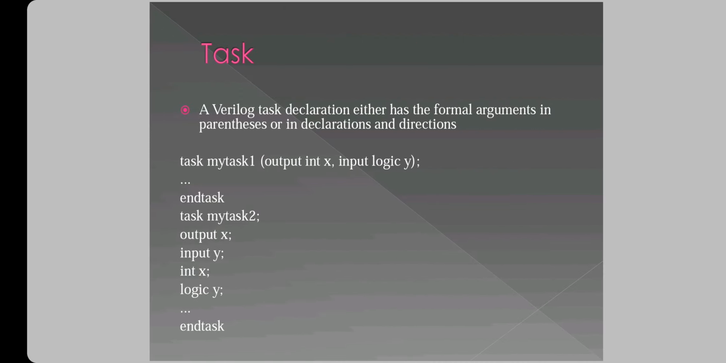Coming to a task, a Verilog task declaration either has the formal arguments in the parentheses or in declarations and directions. So it can either have them in the argument list itself, or as declarations inside or outside the parentheses. For example, I have given the tasks below. We have my_task1, which has an output int variable x and input logic y, and another one, my_task2, with output x, input y, and int x and logic y. In both ways, you can declare all the input and output arguments.